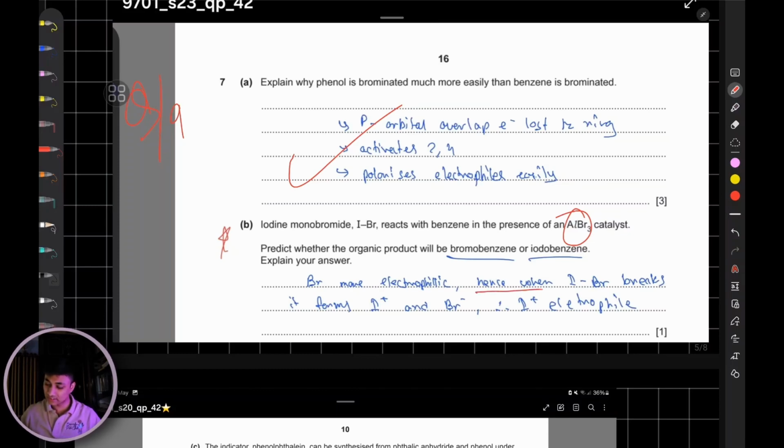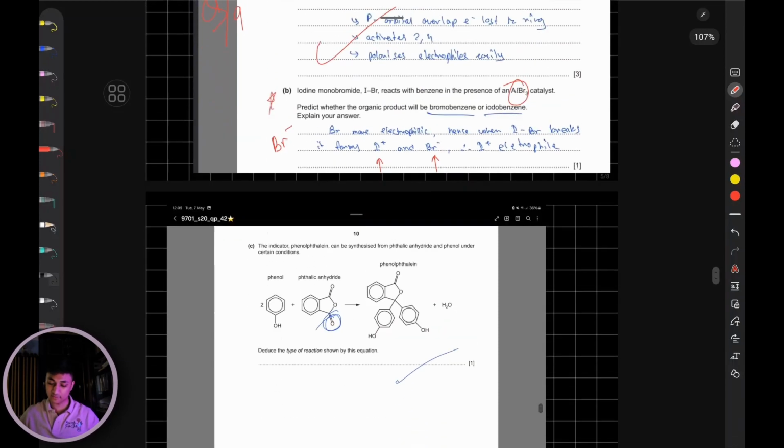So, hence, the bromine being more electronegative, it is going to exist as Br minus, while the iodine and bromine bond is going to break, forming iodine positive ion and Br minus ion, where iodine positive is going to be your electrophile, which is going to substitute your hydrogen atom. Fair enough. That is your question 9.